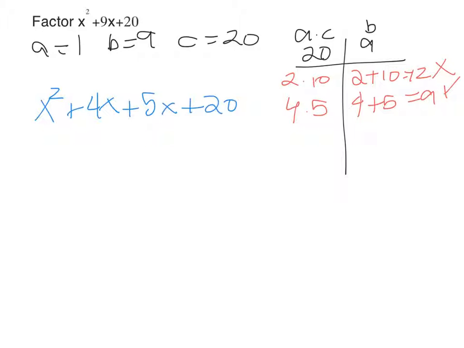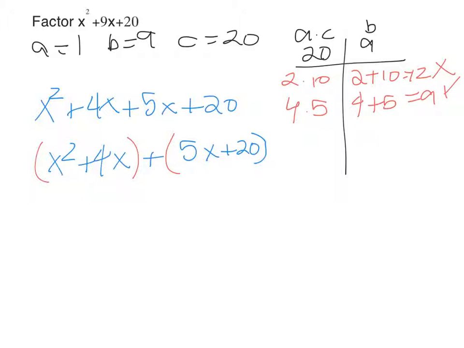All right, so the next step, which you can do up here, or you can do on a separate line like I will do this time, is to group the first 2 terms and group the second 2 terms using parentheses. It looks like this. Parentheses, x squared plus 4x, close parentheses, plus 5x plus 20. Okay, and like I said, I would normally probably just do that in the previous line, but we're going to write it out as a separate step.